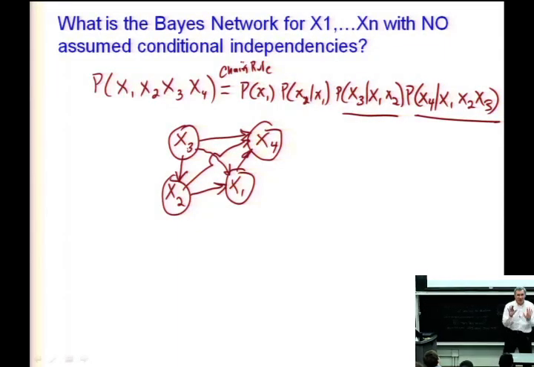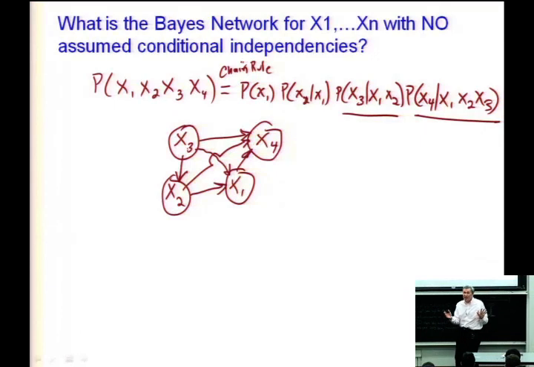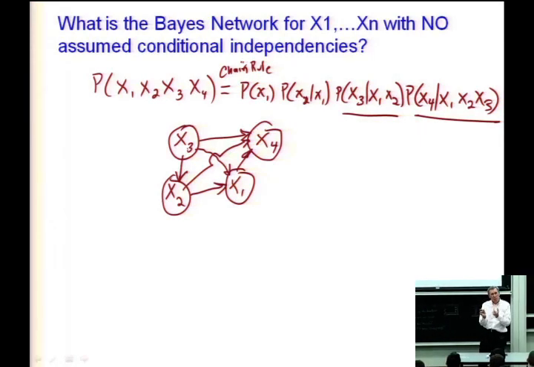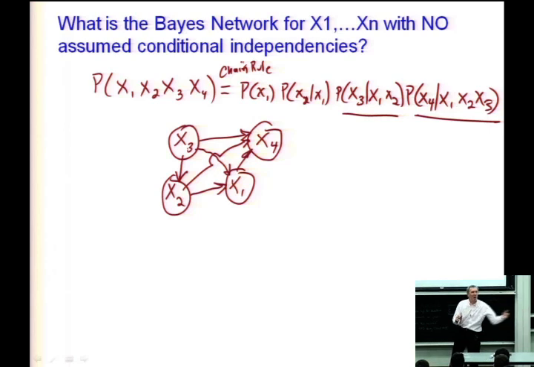If you get this, you're really in the swing because now you can go back and forth between the graph structure and the factorization of the joint distribution, and that's what it's all about. And that's where the conditional independence assumptions come in, because the more conditional independence assumptions we make, the fewer things are on the conditioned on part of those terms.